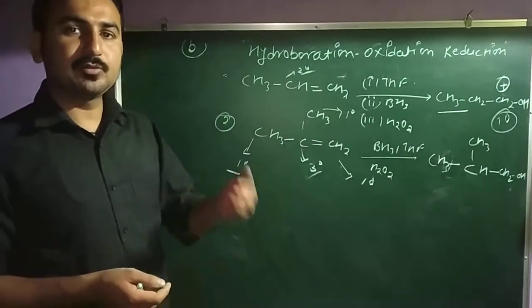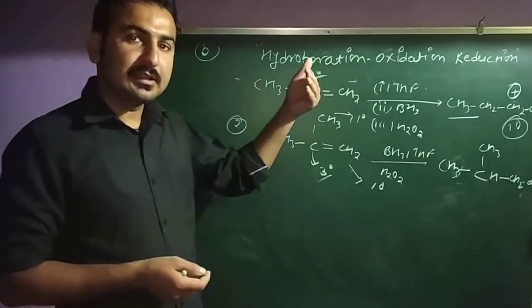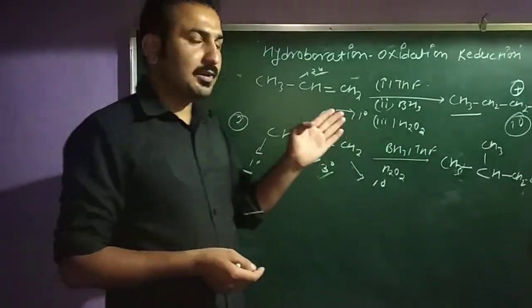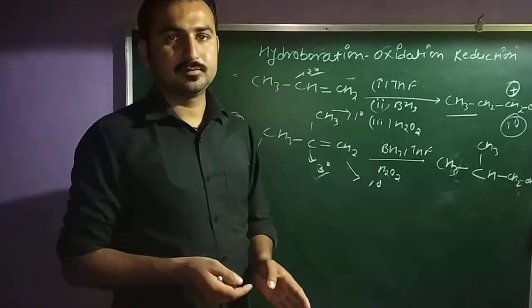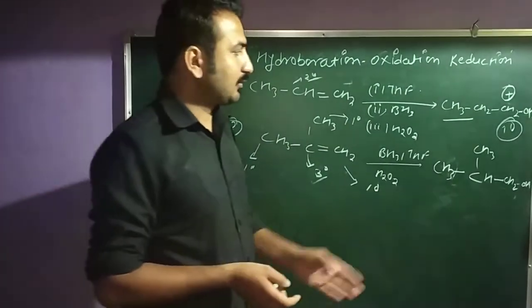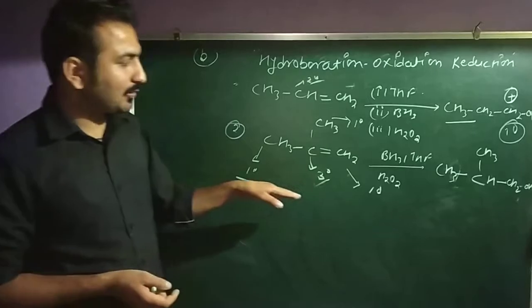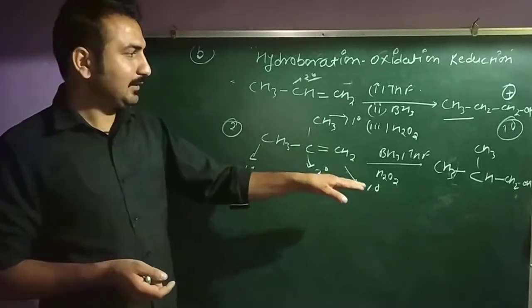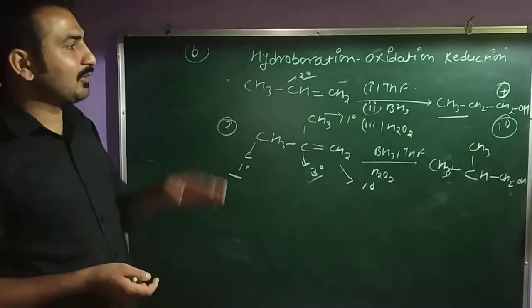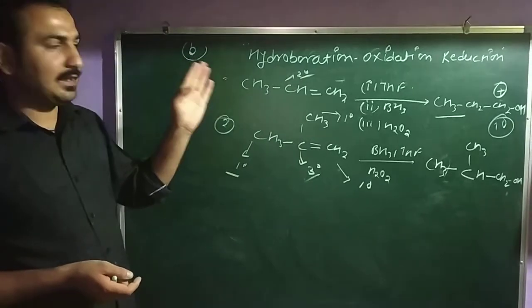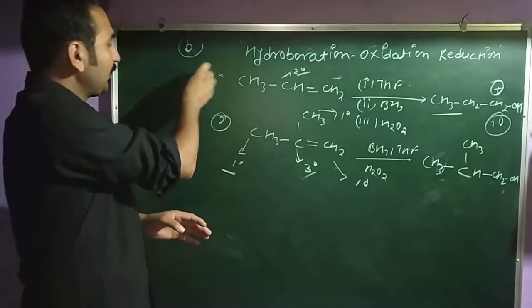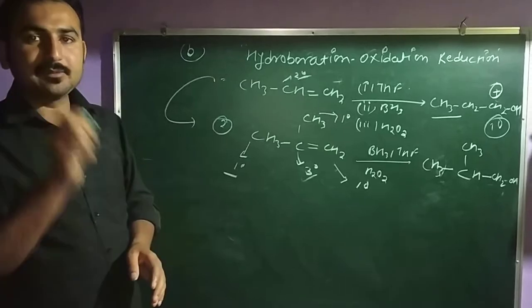Clear? In Markovnikov, what happened? The hydrogen is attached to that carbon which contains the more number of hydrogens. Clear? So this is the Markovnikov and this is the anti-Markovnikov rule. Clear? So this is all about your hydroboration oxidation reaction. And in this reaction the product will come according to the anti-Markovnikov rule.